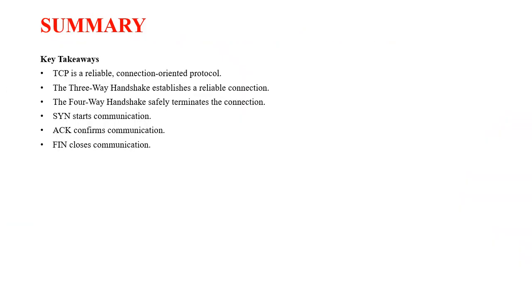Let's summarize today's session. TCP is a reliable, connection-oriented protocol. Before sending data, TCP performs the three-way handshake to establish a secure, reliable connection. After communication is complete, TCP uses the four-way handshake to terminate the connection safely. Remember the three important facts: SYN, ACK, and FIN. I hope now you have a clear understanding of how TCP establishes and terminates connections.